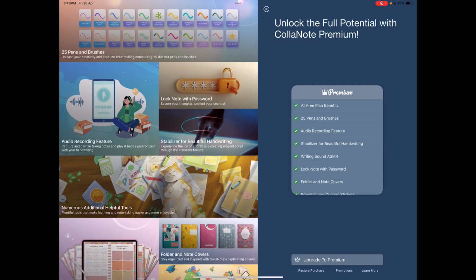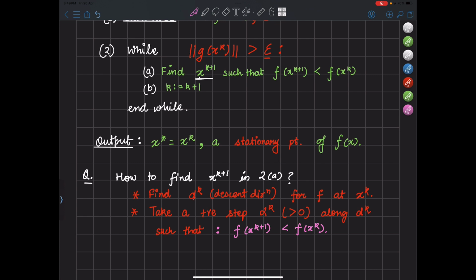So we find a descent direction dk and take a small step alpha k in that direction, such that f of xk plus 1 is less than f of xk, where xk plus 1 is xk plus alpha k dk. So xk plus 1 is just the new point when we make a small step of alpha k in the direction dk from xk. All right, so these two steps we have to do to find xk plus 1.